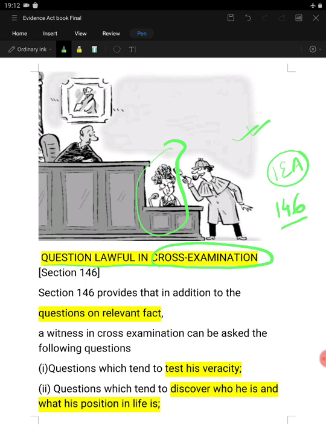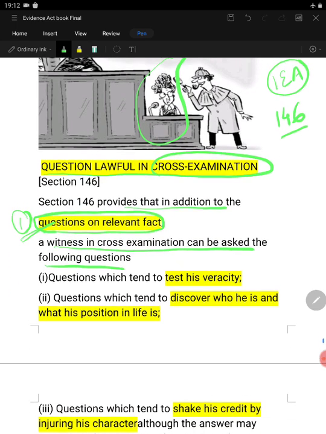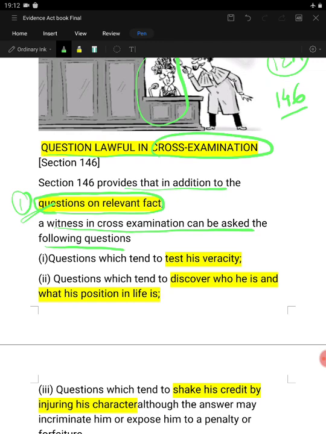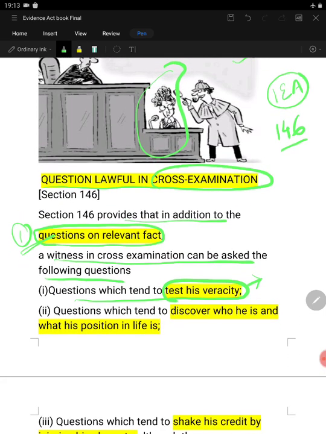Section 146 provides that in addition to the questions on relevant facts, a witness in cross examination can be asked the following questions. What are the following questions? One is questions which tend to test his veracity, his creditworthiness, that is, whether he is speaking true or whether he can be believed or not.